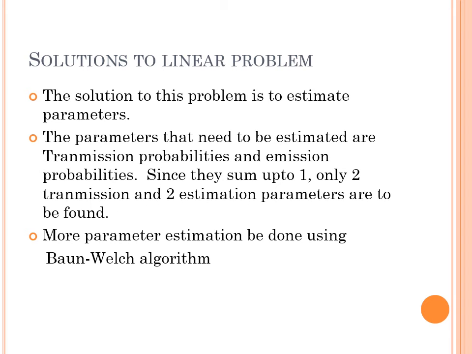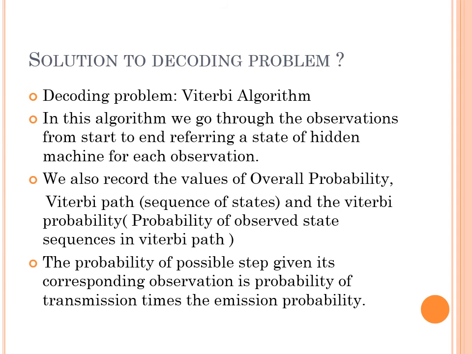And similarly, the solution to the learning problem. Here the parameters that need to be estimated are the transition probabilities and emission probabilities. This learning problem can be solved by using the Baum-Welch algorithm. Again, the decoding problem can be solved with the Viterbi algorithm, right? So by using the Viterbi algorithm, we are able to solve the decoding problem also.